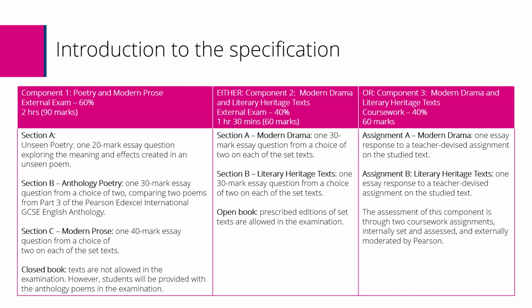Then section C is the 40 mark essay question, a choice of 2, on the set text that you've studied with them. This is a closed book exam, so they don't take their texts into the exam. They do have a full copy of the anthology poems in a booklet sent to you by Pearson as part of the exam materials, so they don't have anything annotated. They have the anthology poetry for section B in front of them, and for the modern prose, they don't have the text.